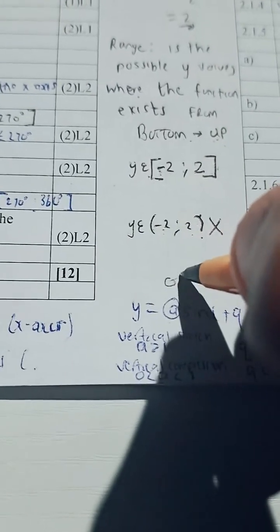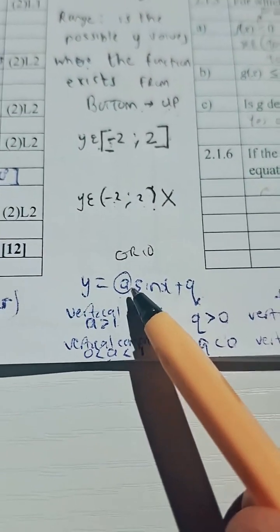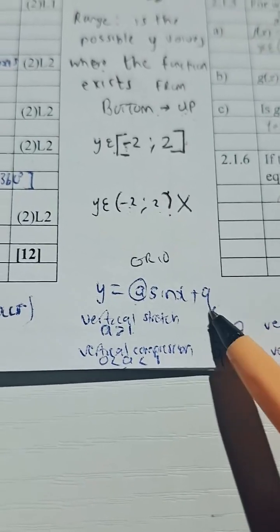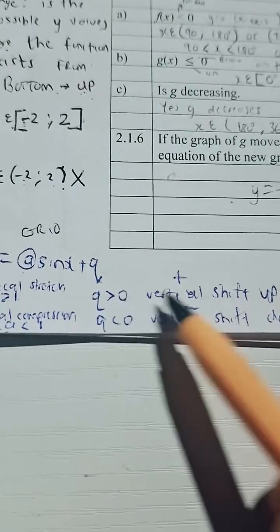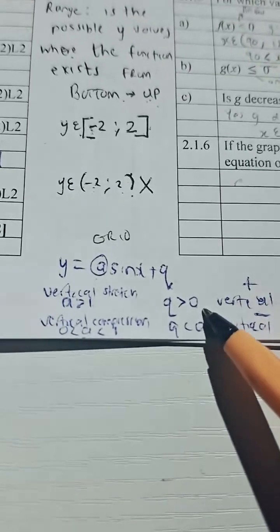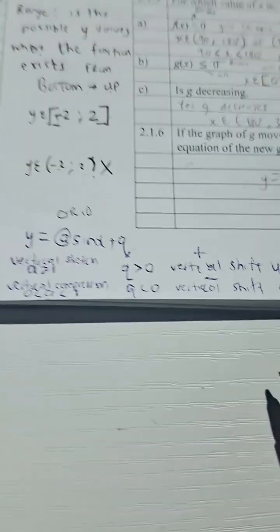as per the grade 10 syllabus. Because in grade 10, we only check at A, the coefficient of sine X, and then Q, the constant, which basically tells us 2 things. If Q is greater than 0, or positive, we are talking about a vertical shift up. If Q is less than 0, then we're talking about a vertical shift down.